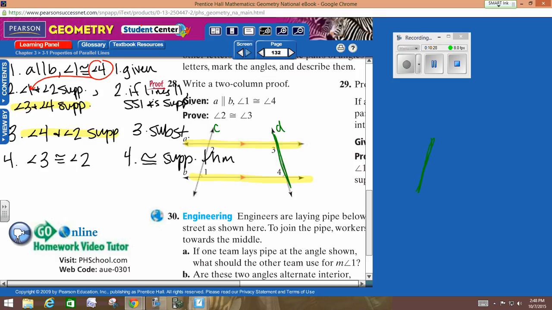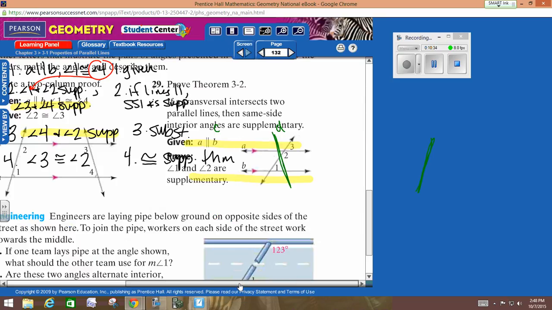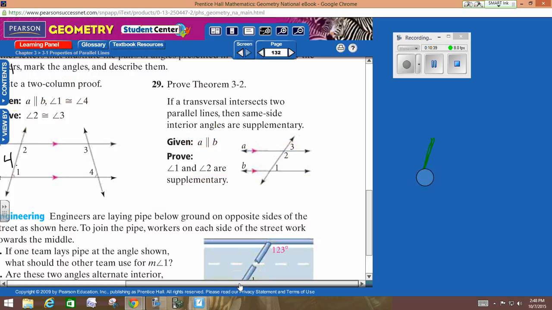Sorry. All right, we're good on 28? To 29. 29 says prove theorem 3-2. So that means you have to do it in more than 2 steps. You can't use the theorem to prove it.